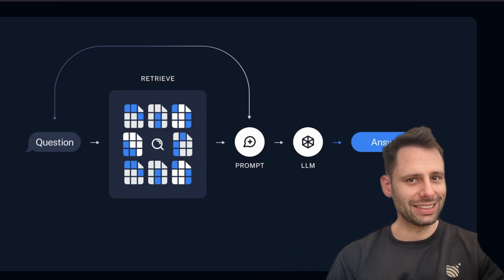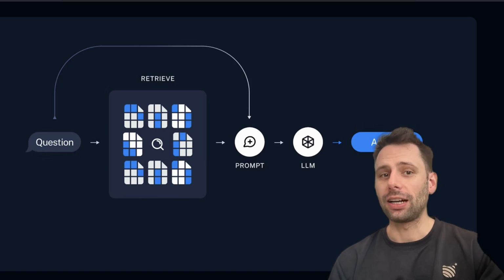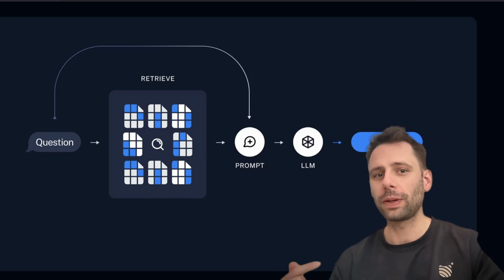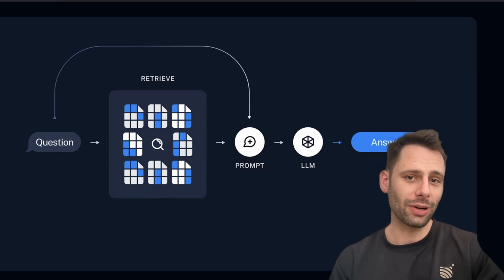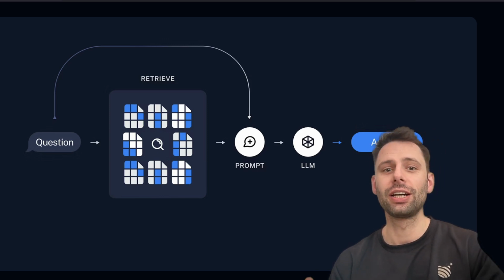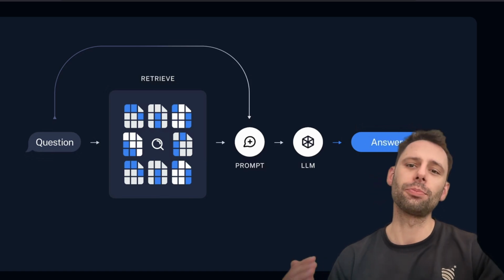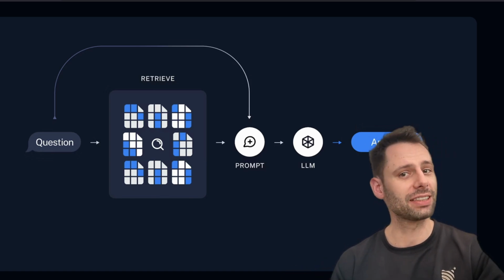A student doesn't need to memorize everything, they can look it up. But they need to know which book to open, which page to turn to, which paragraph is relevant. Then they write the answer based on what they found. RAG works the same way. The AI is the student, your documents are the books. The retrieval system finds the right page.